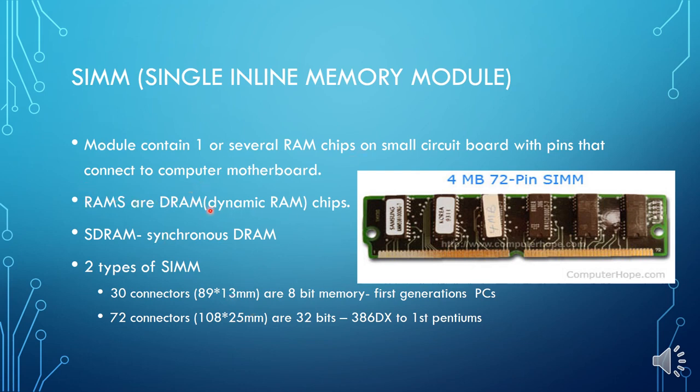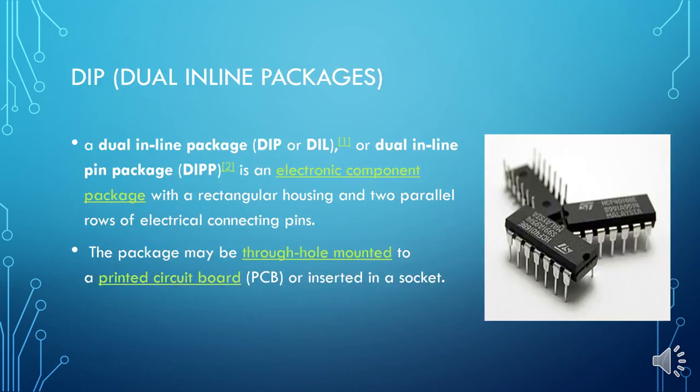SIMM can have two types of RAM on it. It can have DRAM or it can have SDRAM. DRAM is dynamic RAM chips and SDRAM is synchronous dynamic RAM chips.